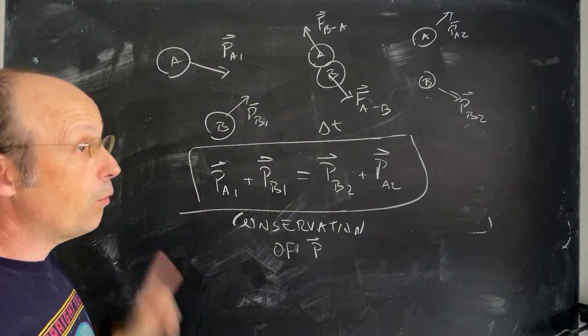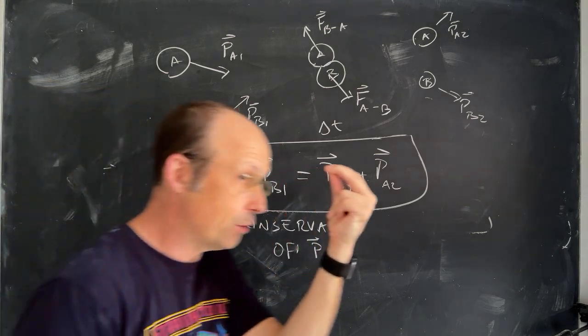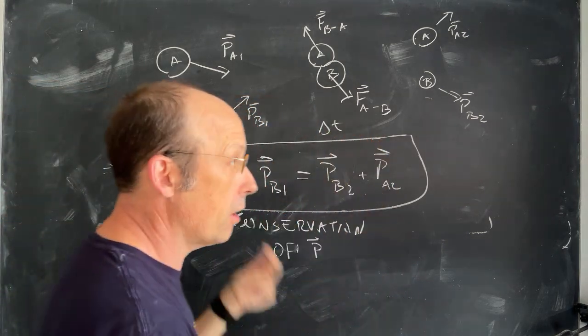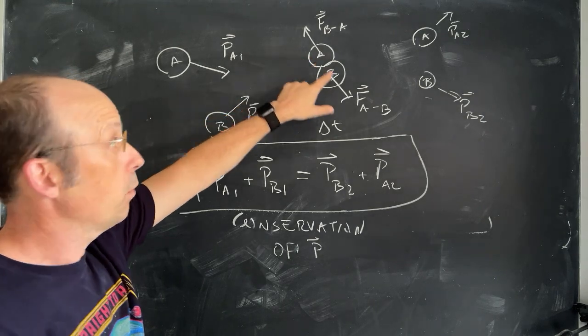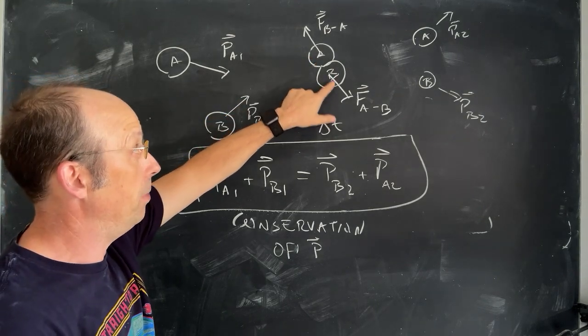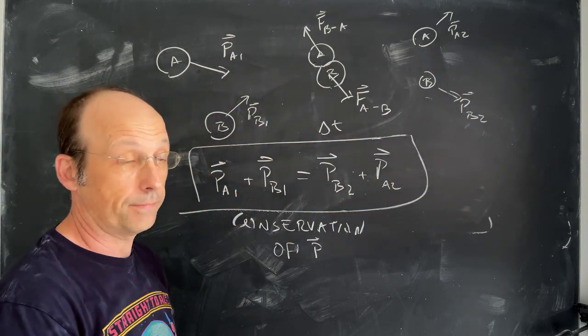Now, what assumptions do we make to come up with conservation of momentum? Because that tells us when momentum is not conserved. So the key here was that the only force acting on A was due to B, and the only force acting on B was due to A. If that's true, then momentum is conserved.